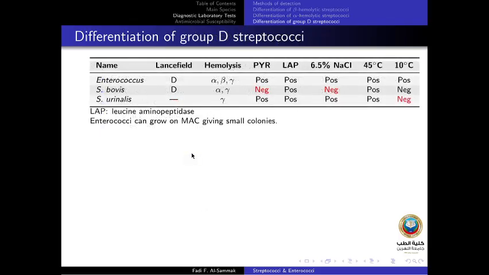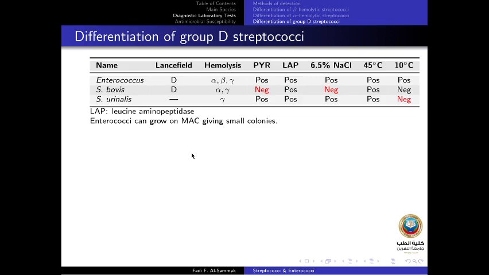Now for group D, the last group, we have Enterococcus. It can be Enterococcus faecalis or Enterococcus faecium. And also we have Streptococcus bovis. And by the way, Enterococcus was classified previously under Streptococci group D, but then they were given another name, genus. It is called now the Enterococcus.